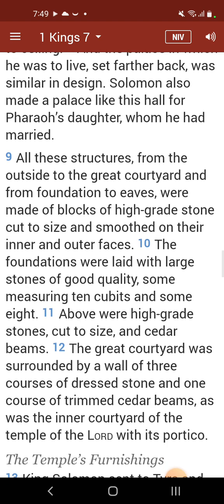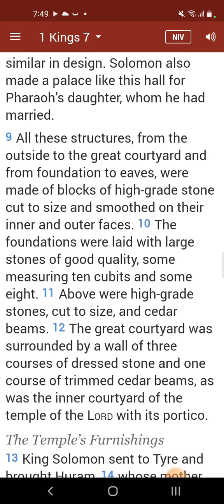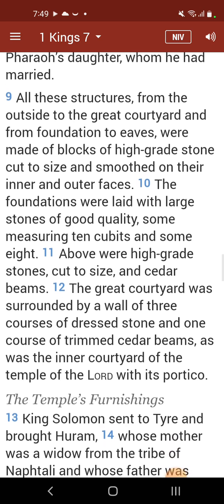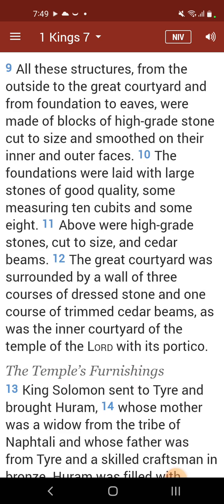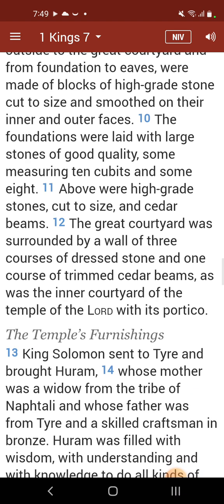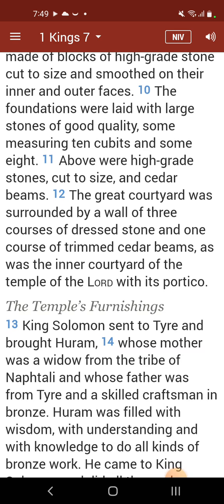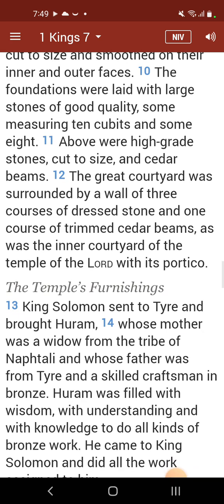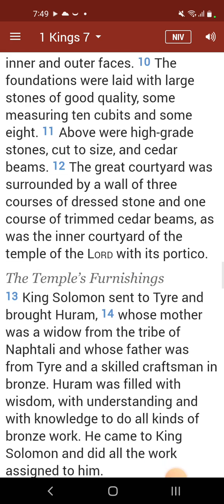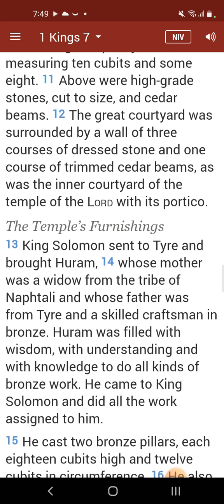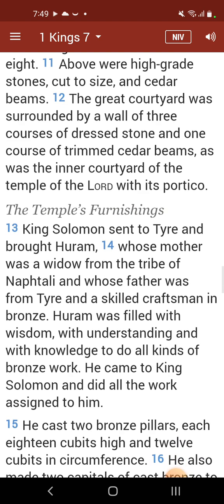All these structures, from the outside to the great courtyard, and from foundation to eaves, were made of blocks of high-grade stone cut to size and smoothed on their inner and outer faces. The foundations were laid with large stones of good quality, some measuring 10 cubits and some 8. Above were high-grade stones cut to size and cedar beams. The great courtyard was surrounded by a wall of 3 courses of dressed stone and 1 course of trimmed cedar beams, as was the inner courtyard of the temple of the Lord with its portico.